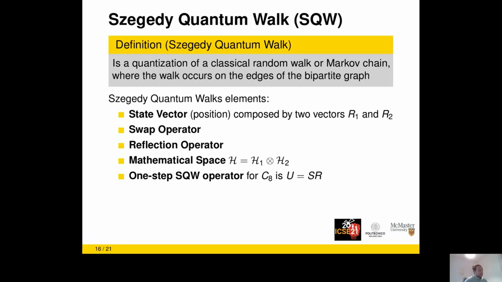Then we have the mathematical space, which is composed of the Kronecker product of the Hilbert space of register 1 and the Hilbert space of register 2. The registers R1 and R2 have the dimension of the encoded nodes, so in our case, they have dimension 3. Again, the one-step Szegedy quantum walk operator can be expressed as U. It is the swap operator and the reflection operator.